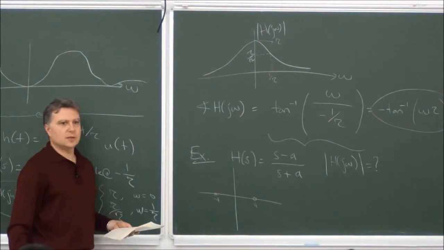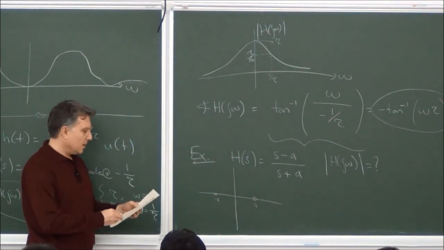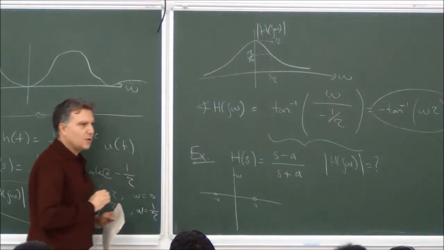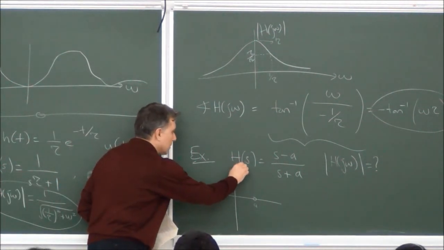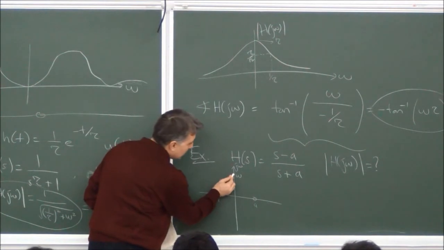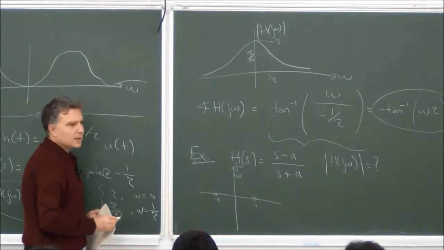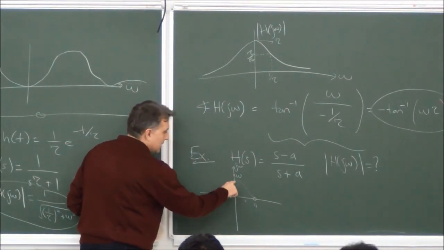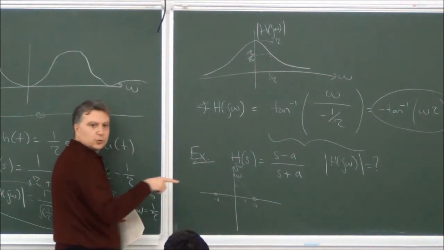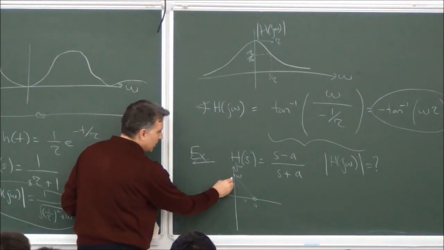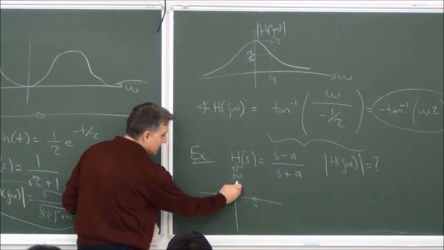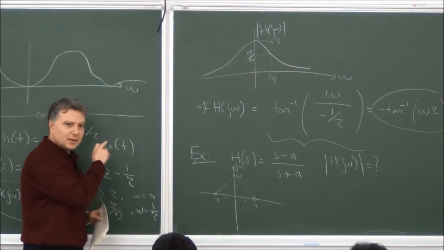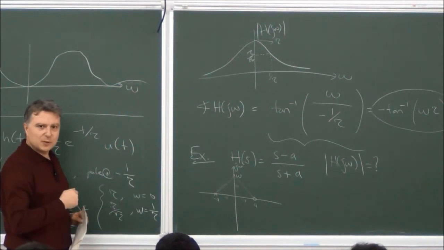This was the question that I asked. So you choose a frequency omega on the j omega axis. What is the distance to the zero? The distance to the zero is this, which is, if this is omega and this is a, then that is the square root of omega squared plus a squared. What is the distance to the pole? Again, this is a, this is omega, so the distance to the pole is again the square root of omega squared plus a squared. So what's the ratio of the two?